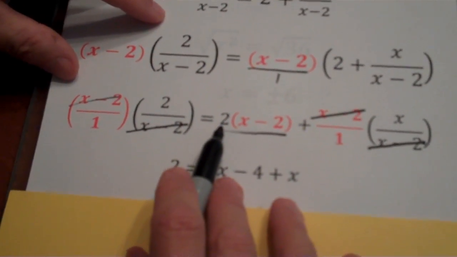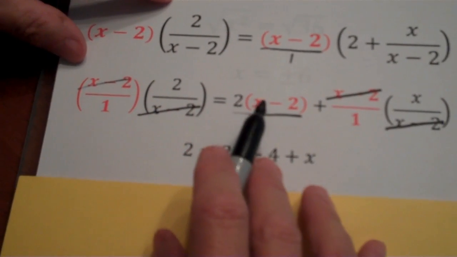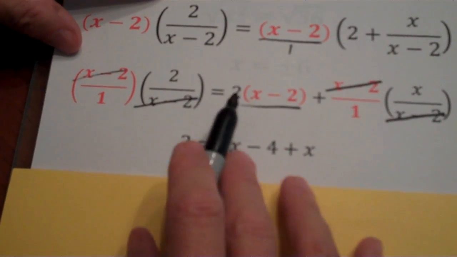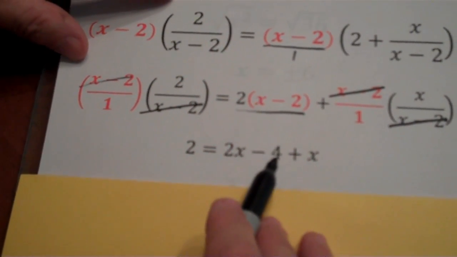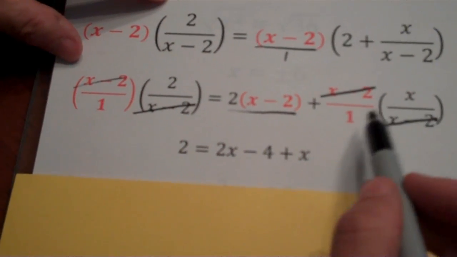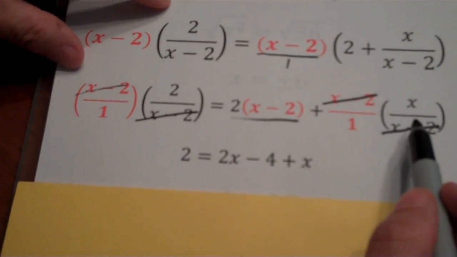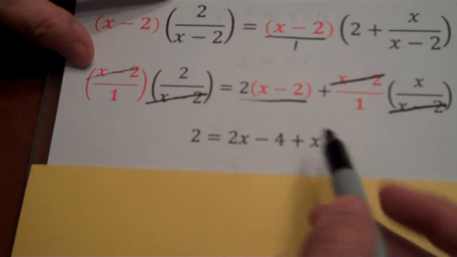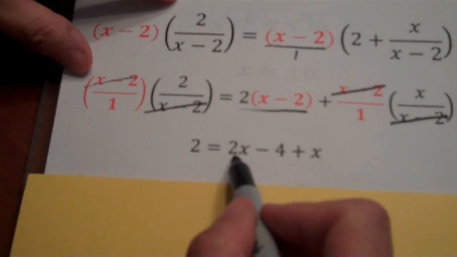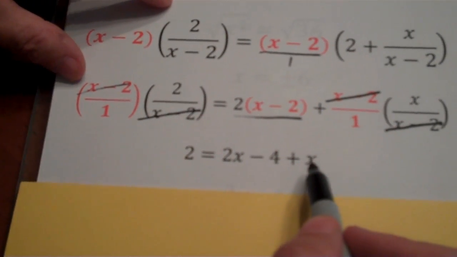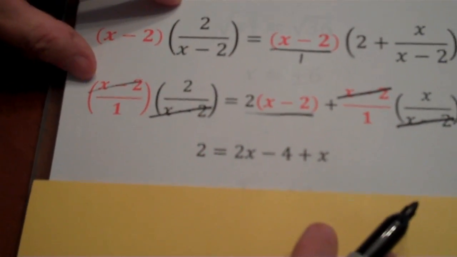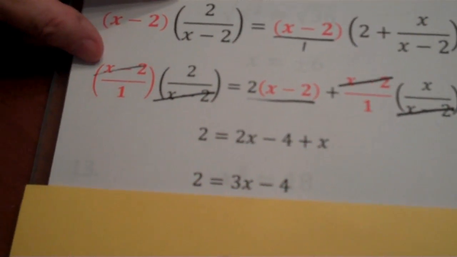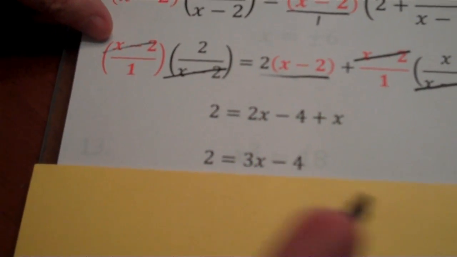On the right side, I will distribute the 2 through my parentheses, and I'll have a 2 times x, and a 2 times negative 2 is negative 4. On the right side, when my x minus 2 is canceled, I am left with a plus x. Now let's go ahead and combine our like terms. I have a 2x plus x is 3x, and I have 3x minus 4. I have 3x minus 4 equals 2.